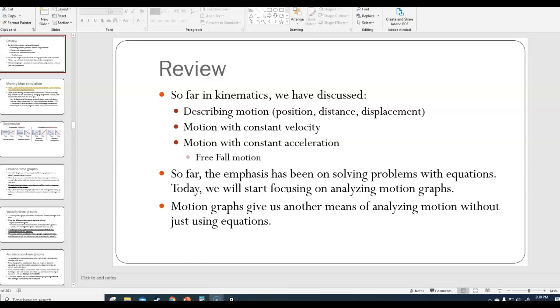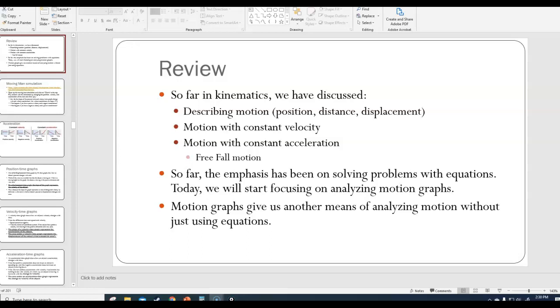We solved some problems with constant velocity, right? Remember, we have the s equals v times t equation for constant velocity, and then we looked at problems with constant acceleration, where we have 4 equations for constant acceleration problems, and a specific type of motion with constant acceleration is free fall. And so the last thing we did is look at free fall problems.